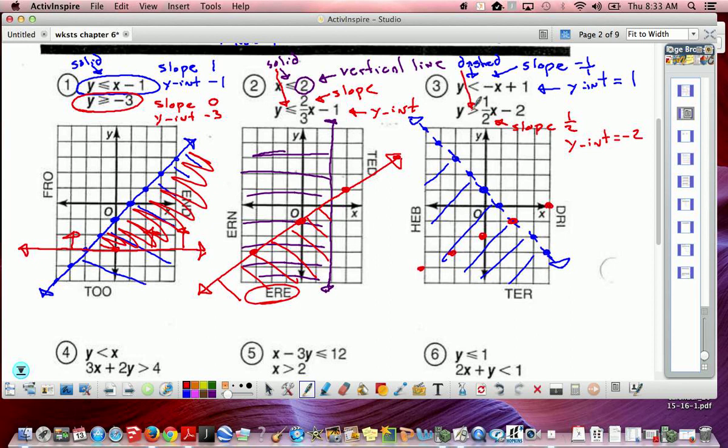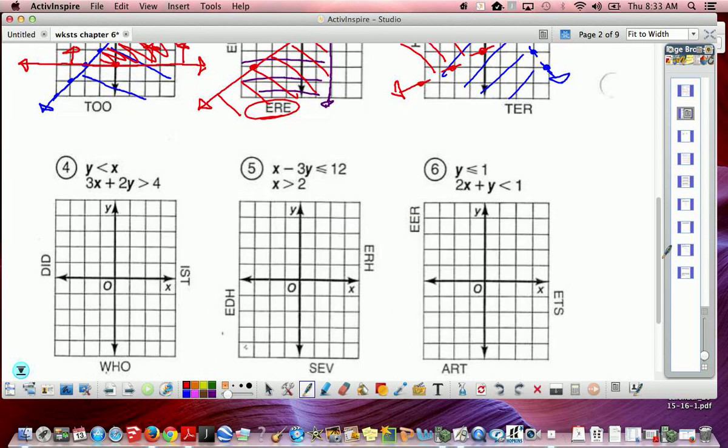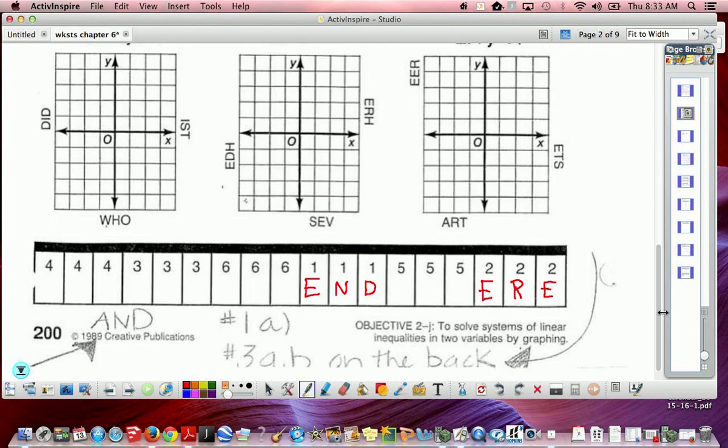Okay. This one here also is dashed because it doesn't have the equals. Draw that in. Now I need to determine, do I shade above or below? This one here is above. So for number 3, I'm putting in HEB.